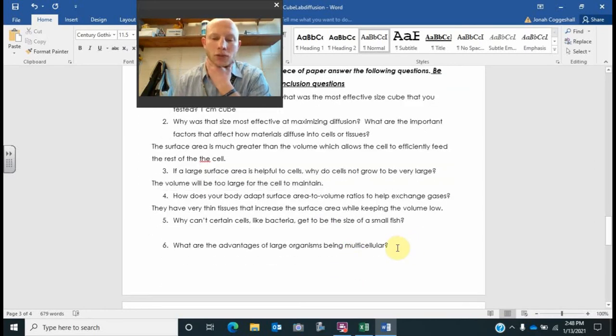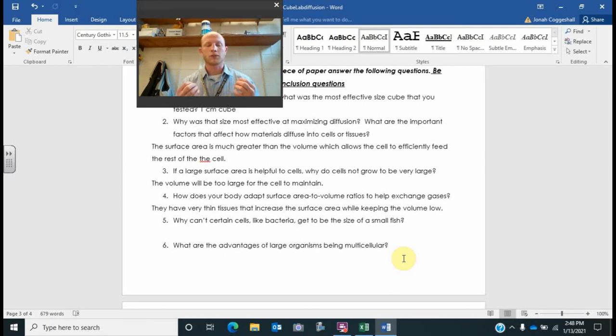And then finally, number 6. What are the advantages of a large organism to be multicellular? So we are multicellular. We have to be, right? The reason it works for us is because we are made up of a bunch of small, itty-bitty little cells. All of these little cells get their nutrients through diffusion and other processes we haven't gone over, but a lot of it's through diffusion.